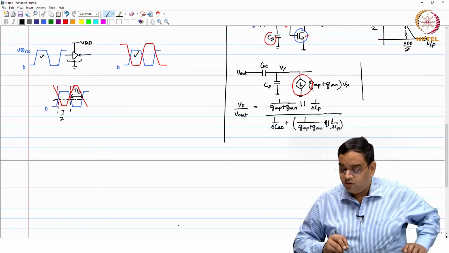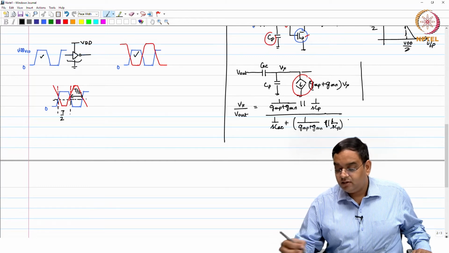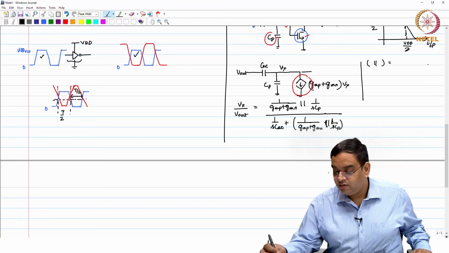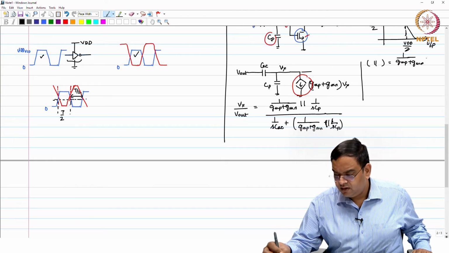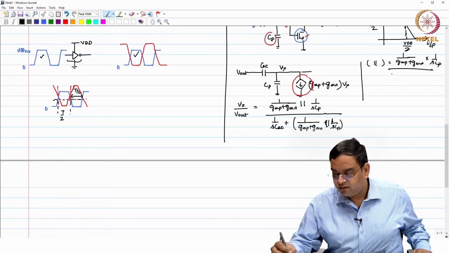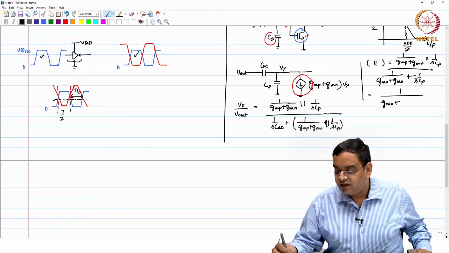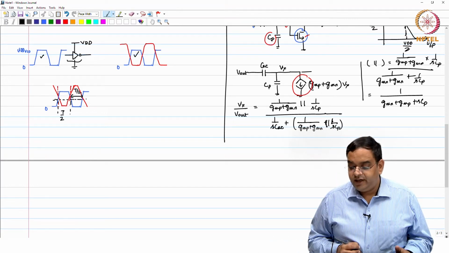To calculate that value, 1 over GMP plus GMN in parallel with 1 over SCP: the parallel impedance is going to be 1 over GMP plus GMN times 1 over SCP, divided by the sum. There is nothing difficult here. So, what you get is GMN plus GMP plus SCP in the denominator.